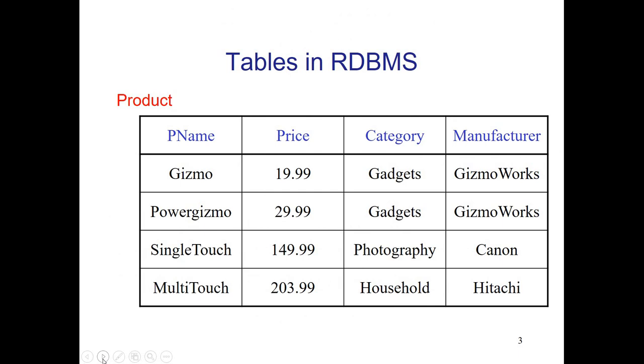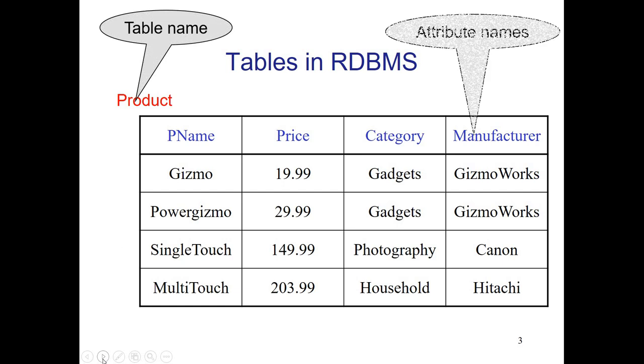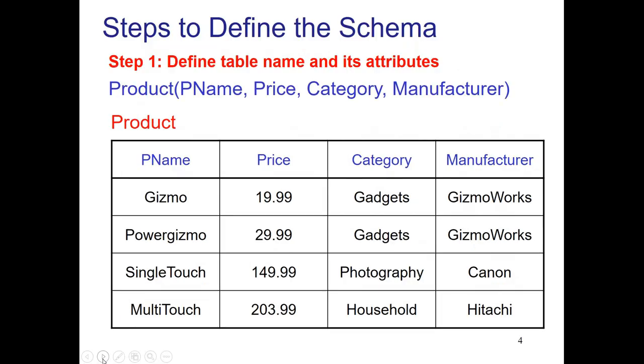This is the sample table product with the following values. Product is called as table name. P name, price, category, manufacturer are considered as attribute names. Each and every row is called as tuples or rows. Any scheme or table can be defined as a schema. Hence, the schema product can be declared as product of P name, price, category, and manufacturer. This is the sample schema product.